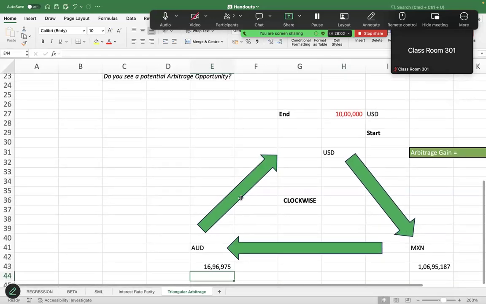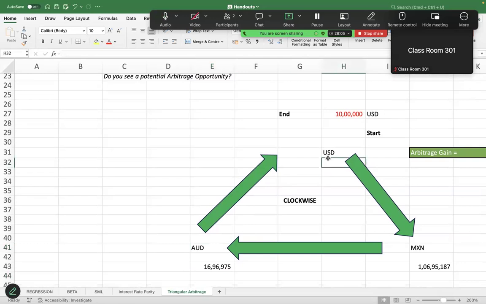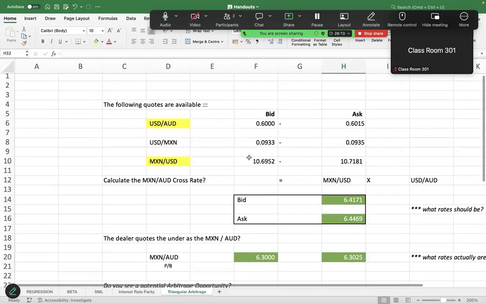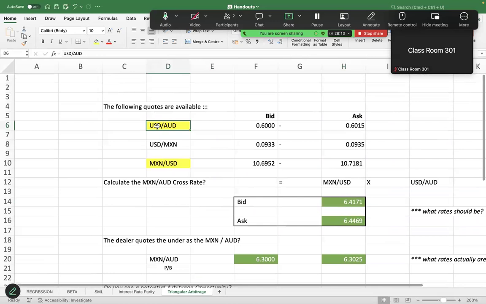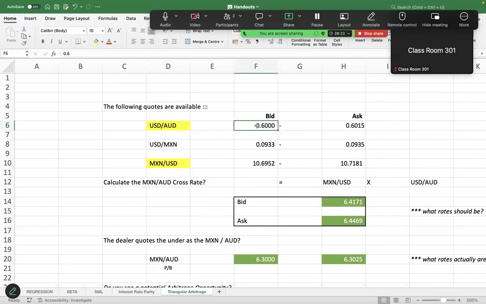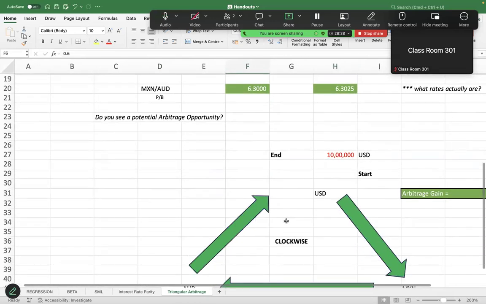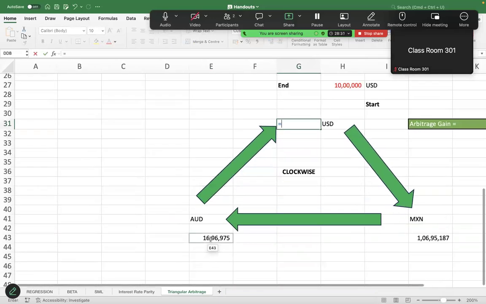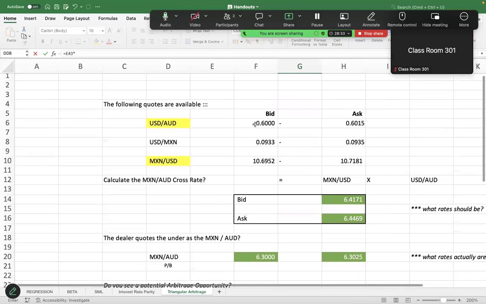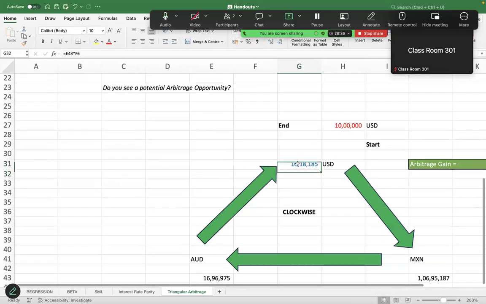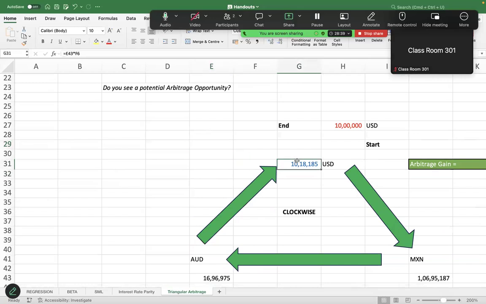ठीक है ना? नाउ एयूडी से वापस मुझे यूएसडी में आना है, देखने के लिए कि मेरे को कुछ मुनाफा हो रहा है या नहीं हो रहा है। सो नाउ आई हैव टू लुक एट द एयूडी यूएसडी रेट। लुक एट द यूएसडी एयूडी रेट अगेन, ऑस्ट्रेलियन डॉलर इज द बेस करेंसी, so I have to sell my Australian dollar. I will always sell it at the lower price, which is 0.6 US dollars per Australian dollar. So how many US dollars will I get? This into 0.6 US dollars per Australian dollar. So I will get $10,18,185.